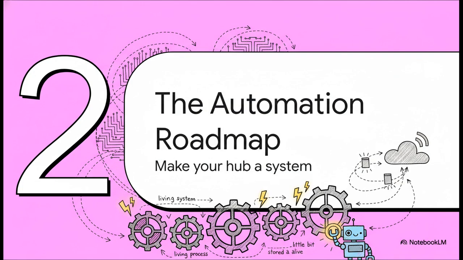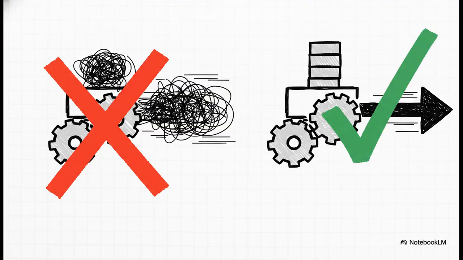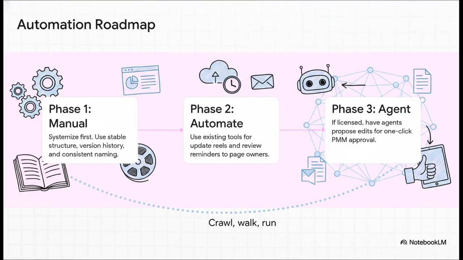Okay, let's take this to the next level. A great hub isn't just a well-organized website, it's a living system. We're not just storing information, we're creating a process that keeps that information alive and useful over time. And that is where a little bit of automation comes in. But here's the crucial point, and it's a lesson a lot of us have learned the hard way. You must have structure first. Because if you automate a mess, you just create a faster, more efficient mess. So get your homepage structure, your content rules, and your file naming conventions locked in before you even think about building a single workflow.